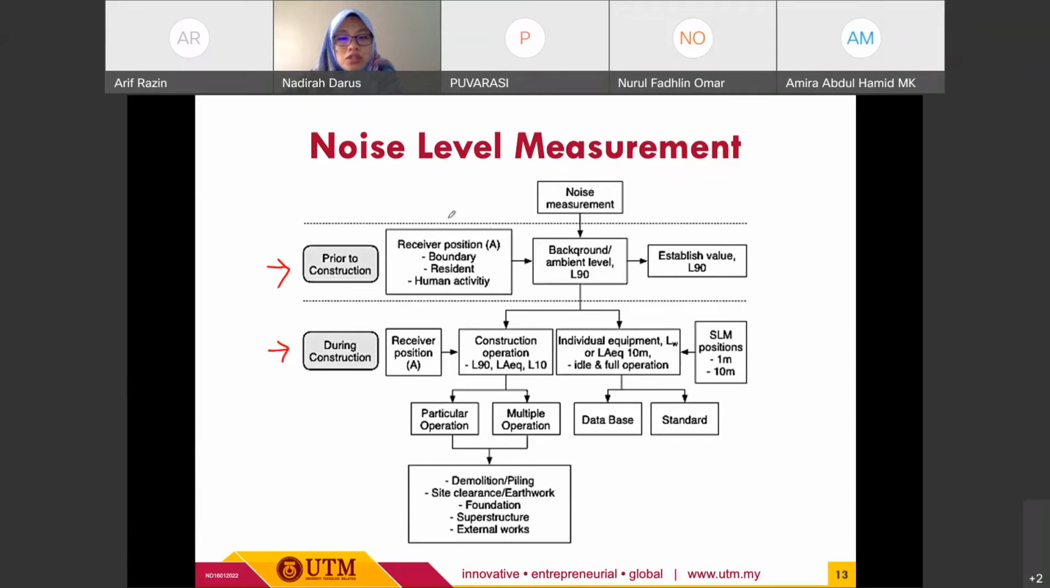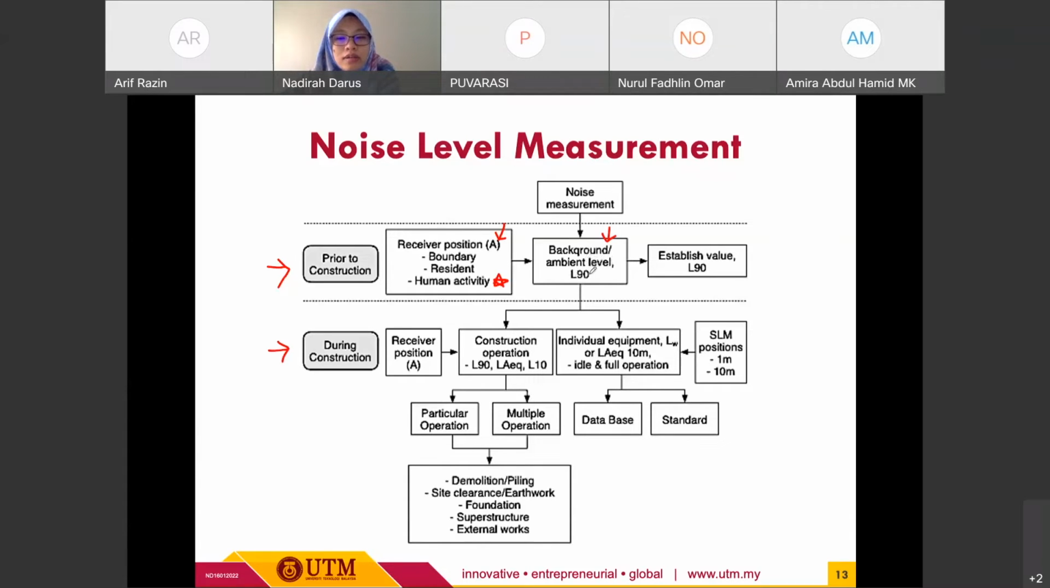We need to measure the noise at several receiver positions. I will show the picture too, which consists of the boundary, in between the nearby residential premises and the proposed site, and at the residence receiver point, with its daily activities. Then we also need to measure the ambient or background noise level. I have mentioned this in terms of the indices.